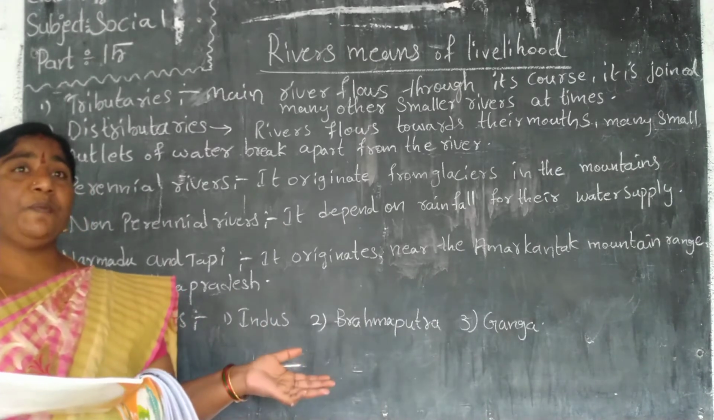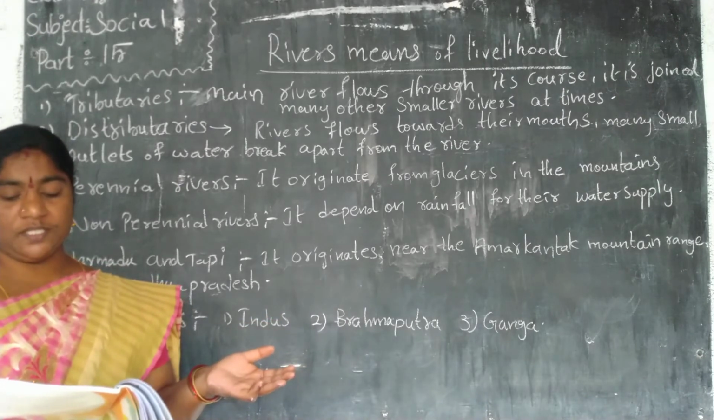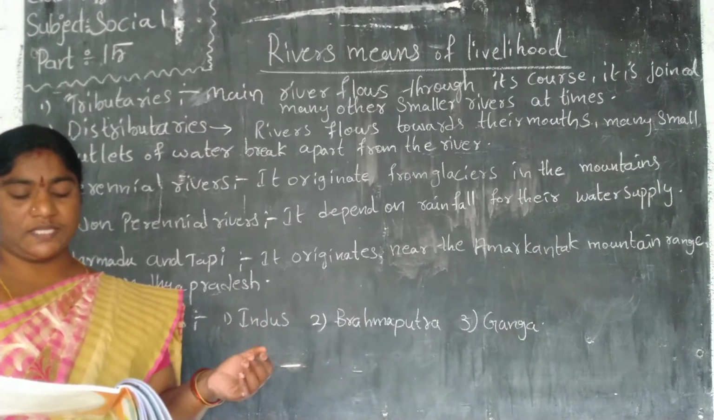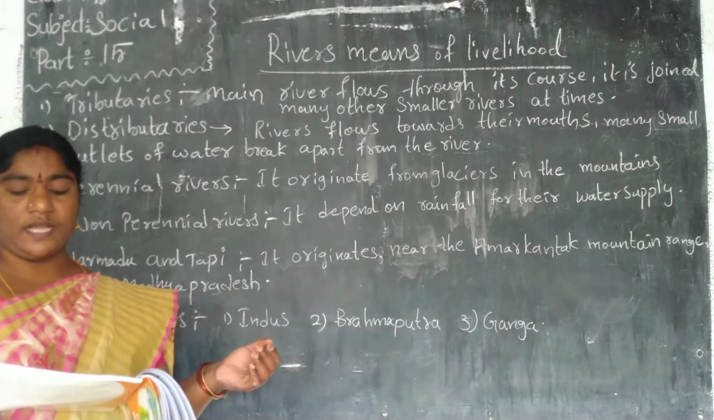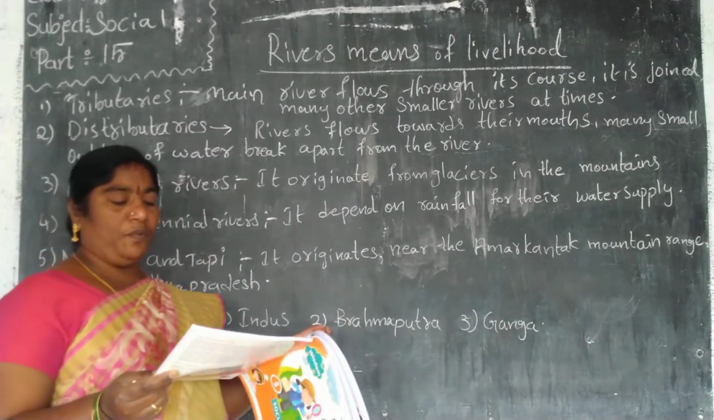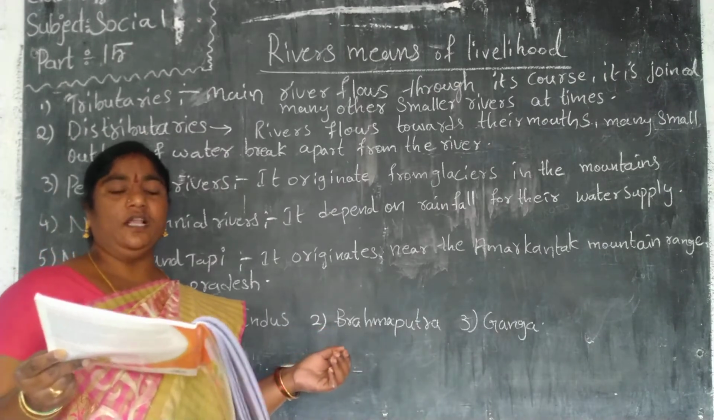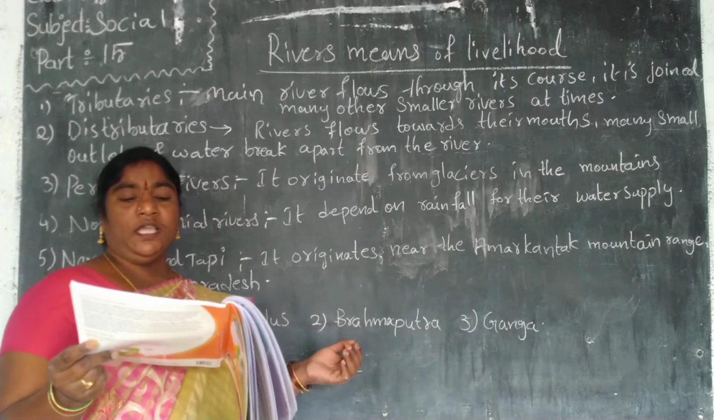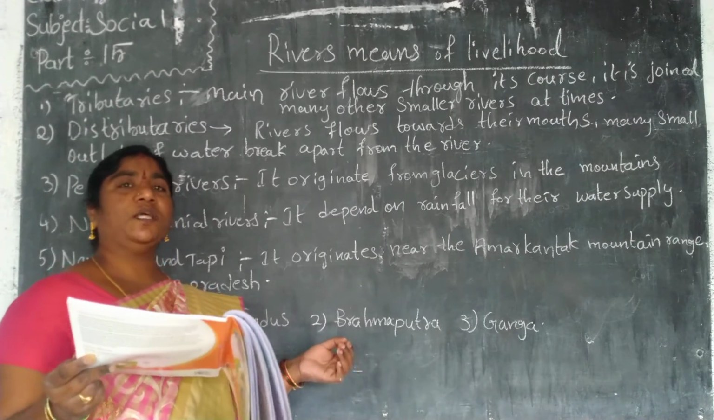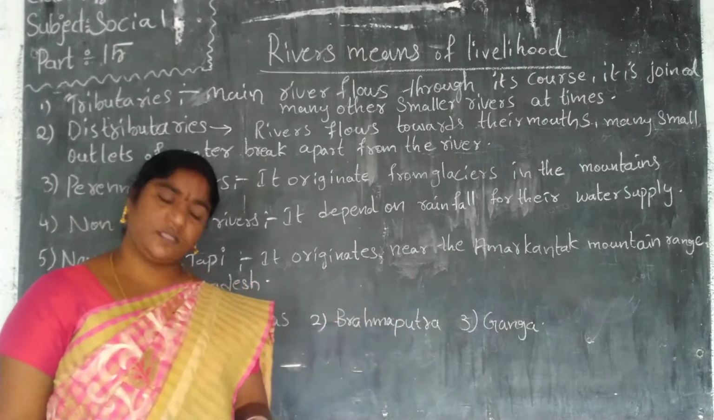Next, the non-perennial river, the second one, Krishna. It originates at Mahabaleshwar in Maharashtra. It flows through Karnataka and Andhra Pradesh before flowing into the Bay of Bengal. It joins the sea at Hamsaladevi in Andhra Pradesh.